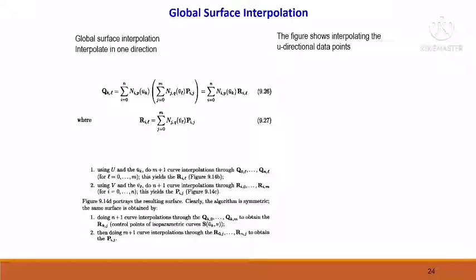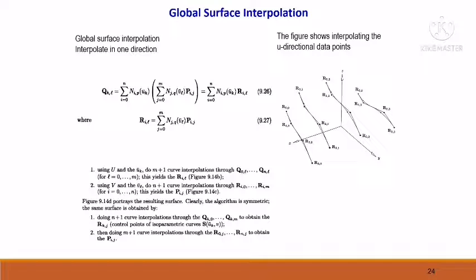Clearly, this algorithm is symmetric, as the same surface is obtained by doing n plus 1 curve interpolations through q k comma 0 to q k comma m to obtain the r k comma j. These are control points of the isoparametric curve u of k comma v. Then doing m plus 1 curve interpolations through r 0 comma j to r m comma j to obtain p i comma j. The curve for this equation is here.